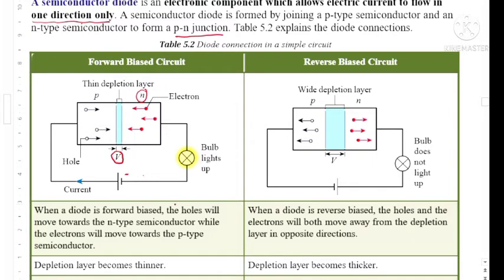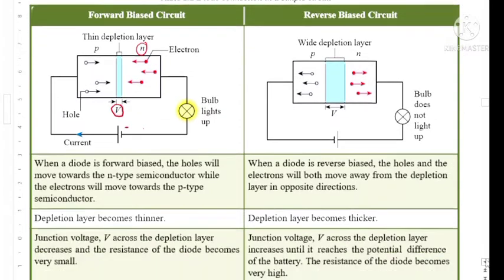We can write the explanation as follows. When diode is forward biased, the holes will move towards the n-type semiconductor, while electron will move towards the p-type semiconductor. You can see electron will cross over the junction. Depletion layer becomes thinner. Junction voltage V across depletion layer decreases, and resistance of diode becomes smaller.